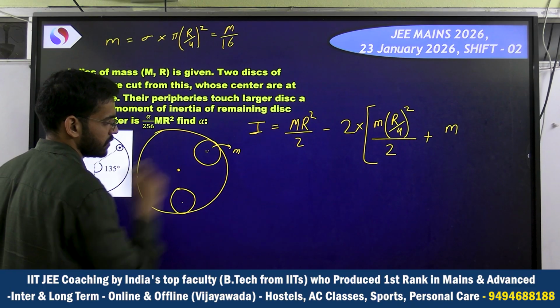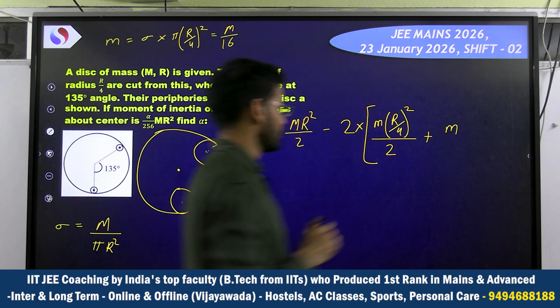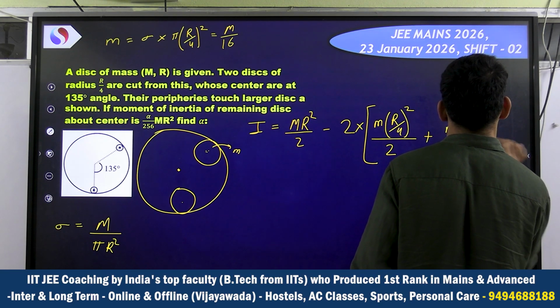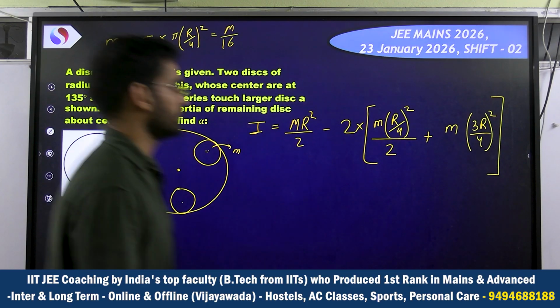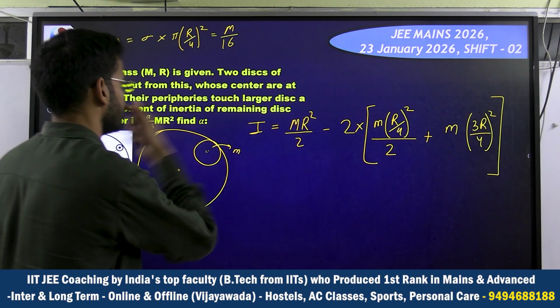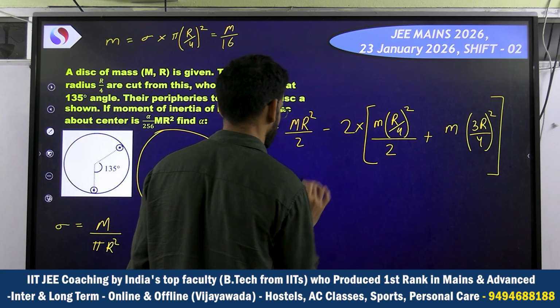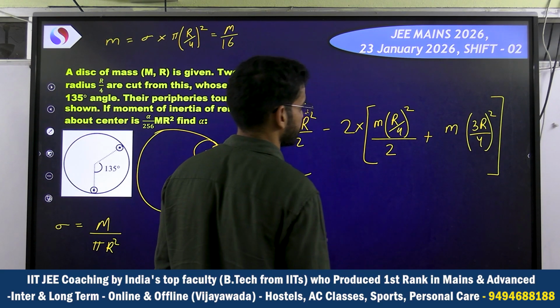So r by 2 plus r by 4, basically r minus r by 4, 3r by 4. So this will be md square, m into (3r by 4) whole square. Okay, this will be your answer. Small m value we can put and then we can solve. So first of all, mr square out, 1 by 2. Here see what will happen.